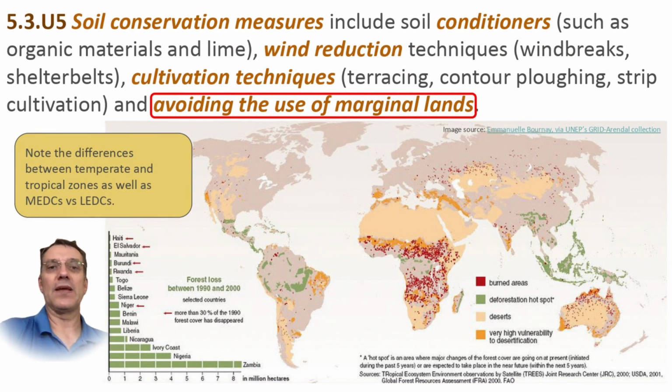This world map illustrates how soil degradation varies across regions, with notable differences between temperate and tropical zones, as well as between more and less economically developed countries, your MEDCs and your LEDCs. If you can understand these kinds of patterns, that helps you write about more effective, locally appropriate conservation strategies on your exams.